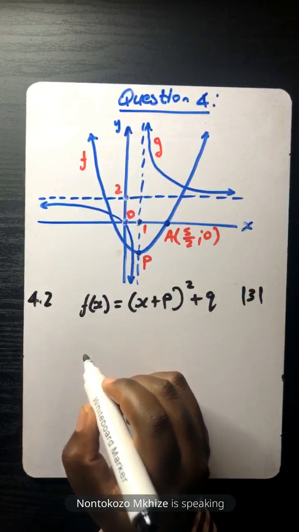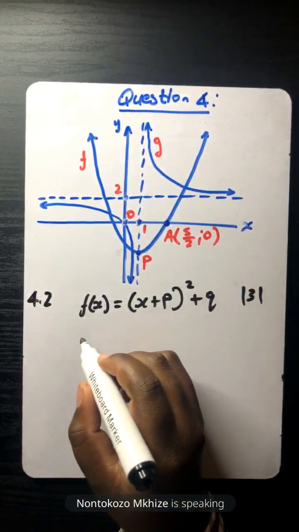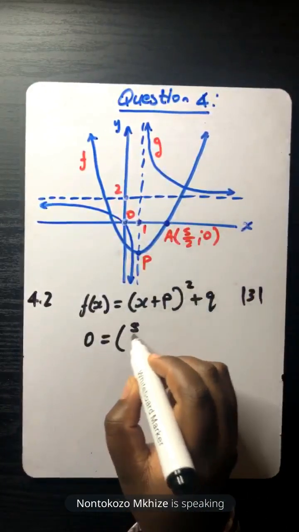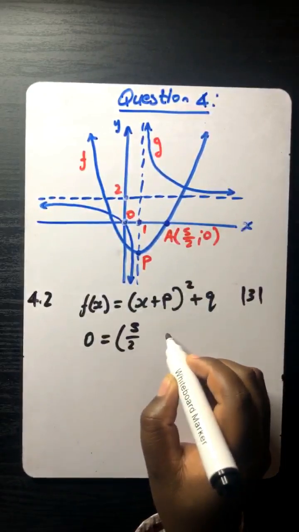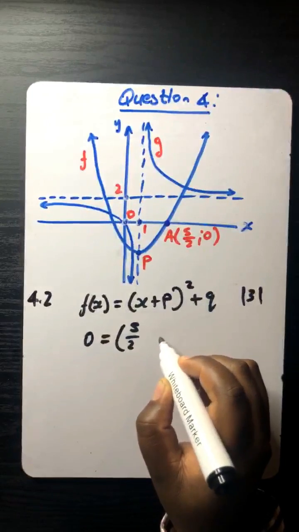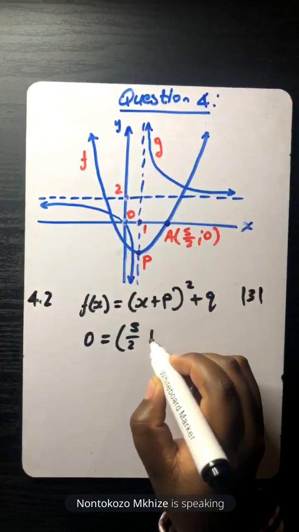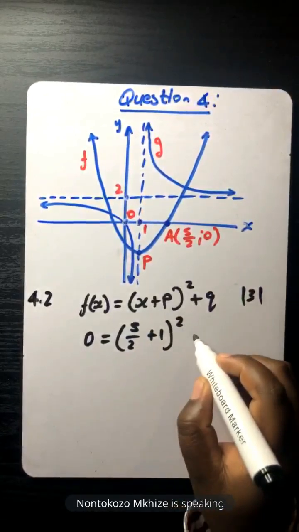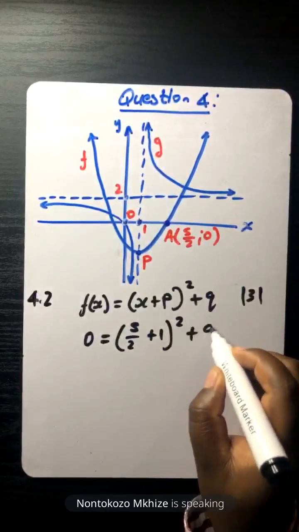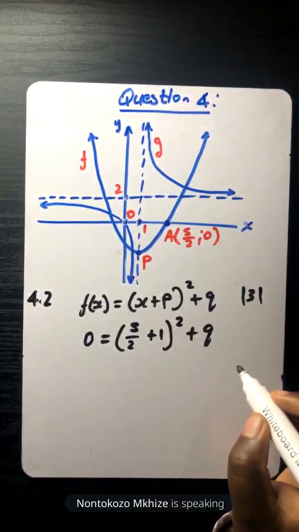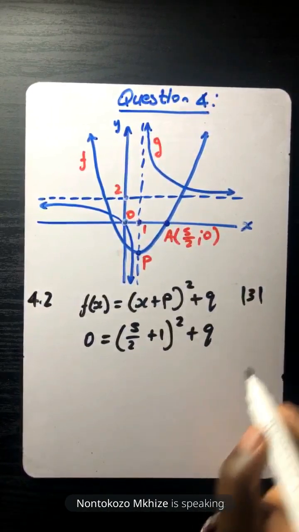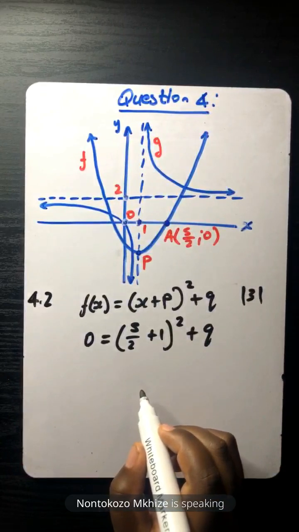On y I have 0, which is the point A, and then it equals 5/2 plus 1, plus 1. Now how will I write the 1? What is its sign? It's positive. And then squared plus Q. So I'm actually looking for the value of Q first. And then from here, the answer that I'm getting is negative 49/4, which is negative 12,25.